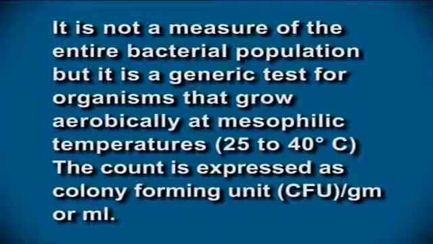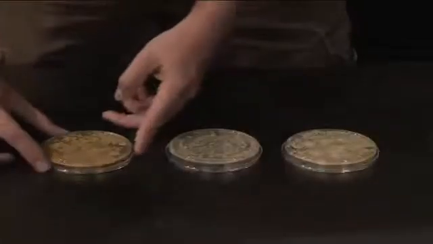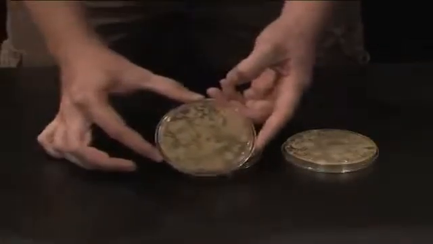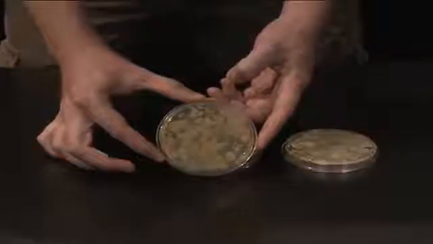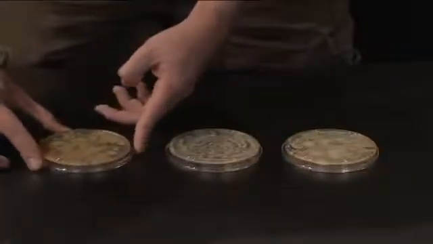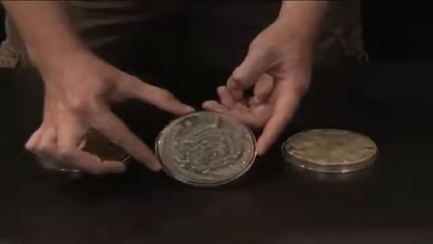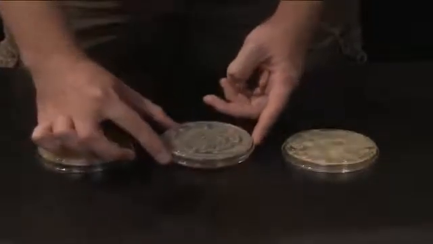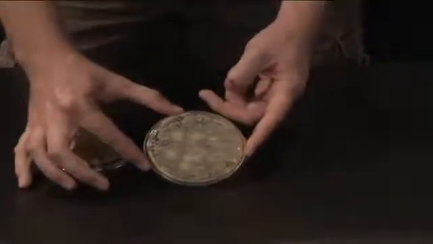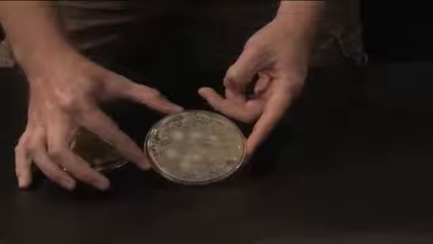The count is expressed as colony forming units, or CFU, per gram or ml. APC does not differentiate the types of bacteria. APC can be used to gauge the sanitary quality, organoleptic acceptability, adherence to good manufacturing practice, and to a lesser extent as an indicator of safety. APC may also provide information regarding shelf life or impending organoleptic change in a food.